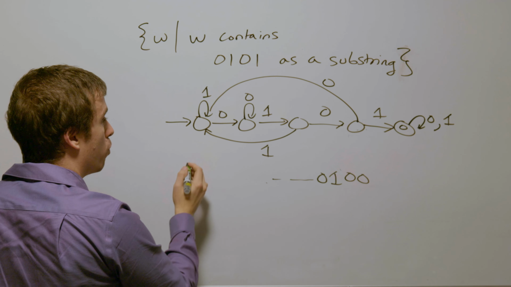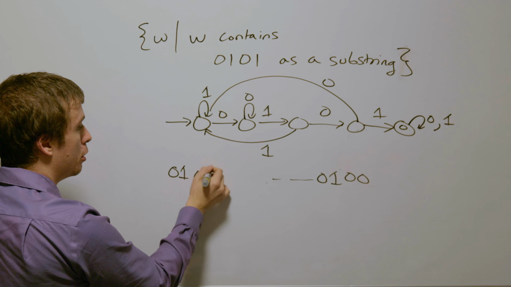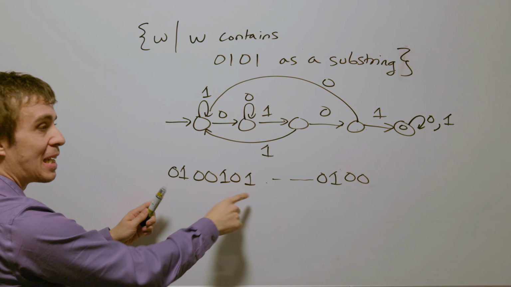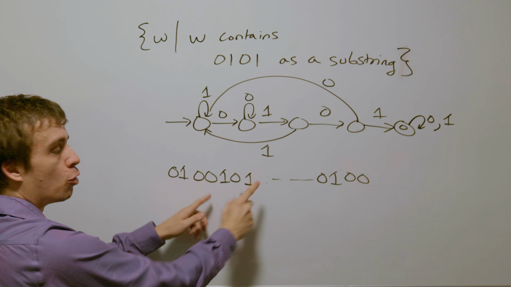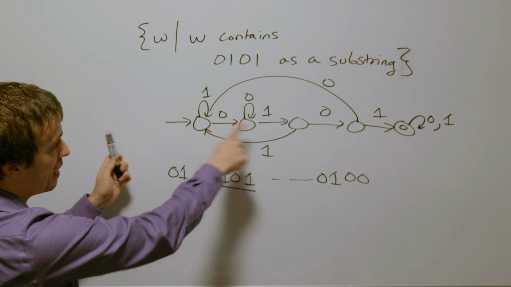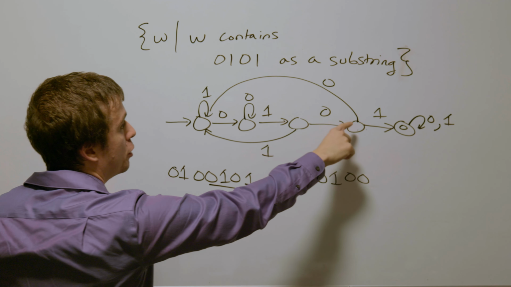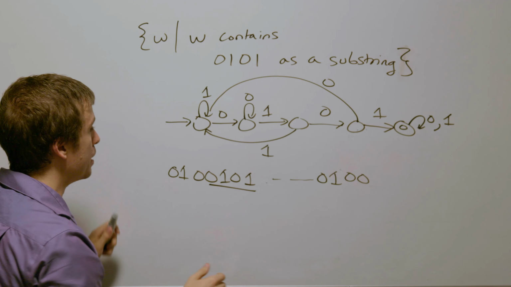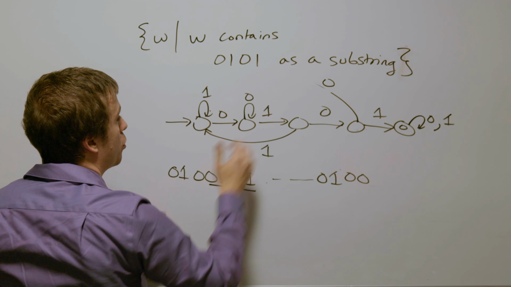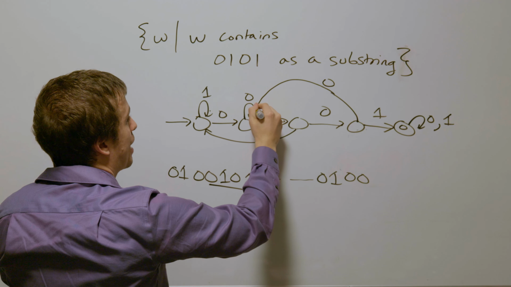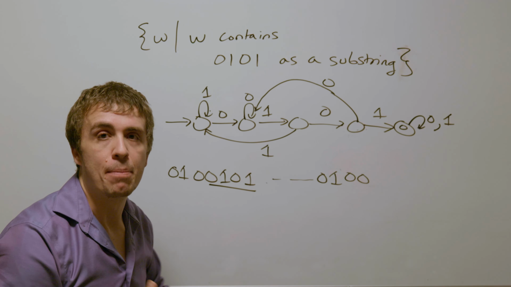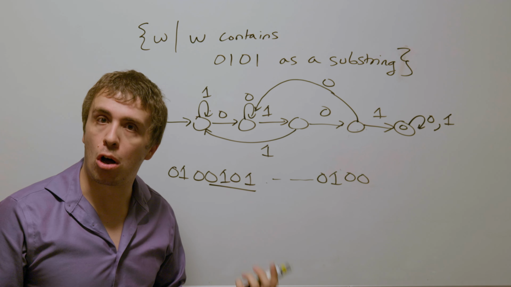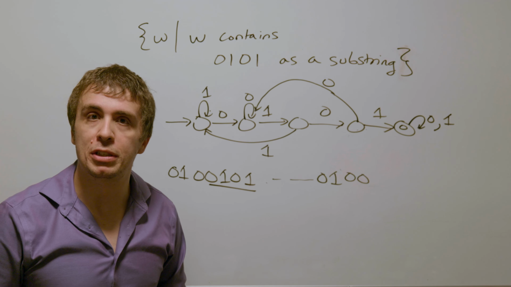But if we have, let's say, 0, 1, 0, 0, 1, 0, 1, then this should be accepted because it contains 0, 1, 0, 1 right here. But if we did this, that's 0, 1, 0, 0, 1, 0, 1, and it's not accepted. So we actually need this transition to go instead back to here. It kind of screwed everything up, but not quite. And so therefore, it needs to go back to there. And so this is a DFA for all binary strings that contain 0, 1, 0, 1 as a substring.